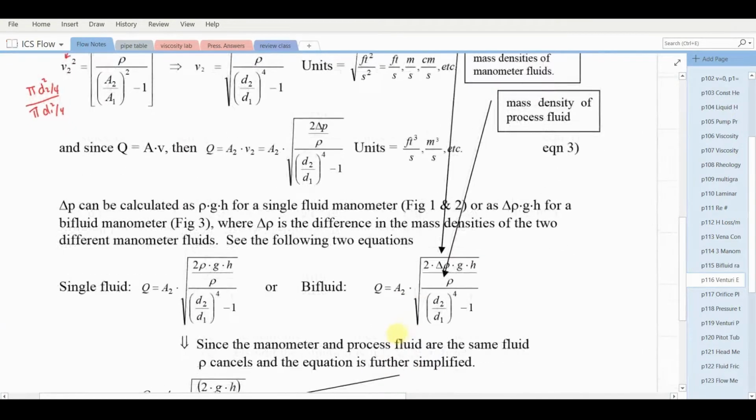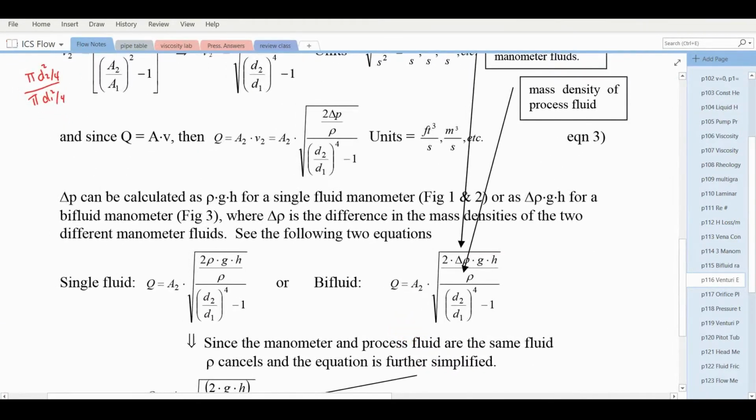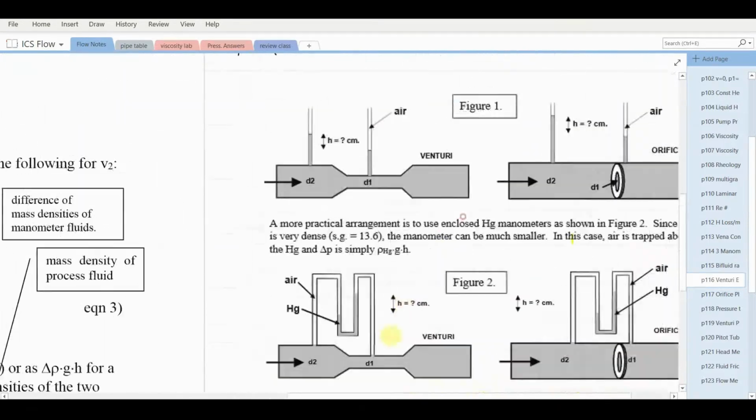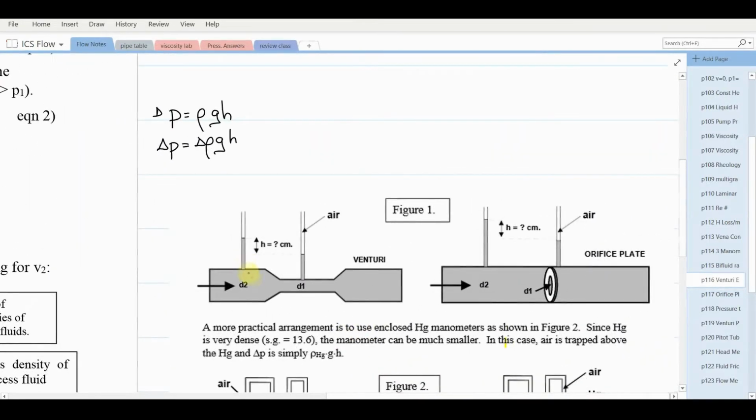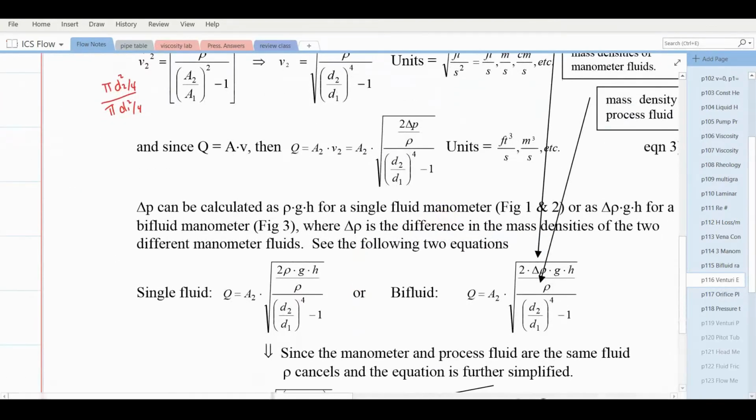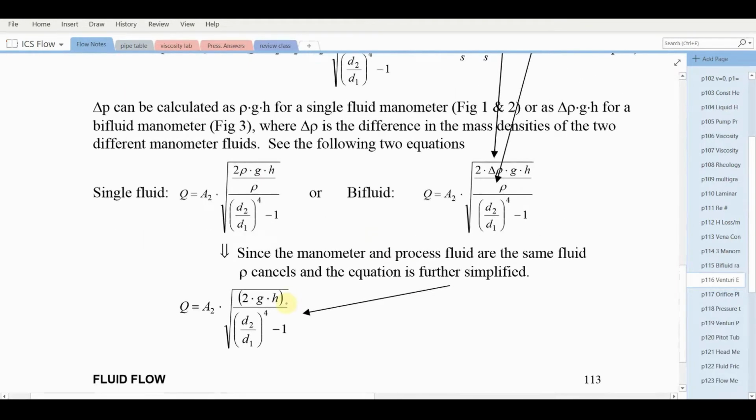Now let's consider the various cases. This delta P is rho g h. For a single fluid manometer, this density is the density of the manometer fluid. This is the density of the process fluid. If, in fact, the manometers are situated above the pipe, as we have in the first case here, then the density of the process fluid is the same as the manometer fluid, and these densities will cancel, and the equation becomes a little simpler.